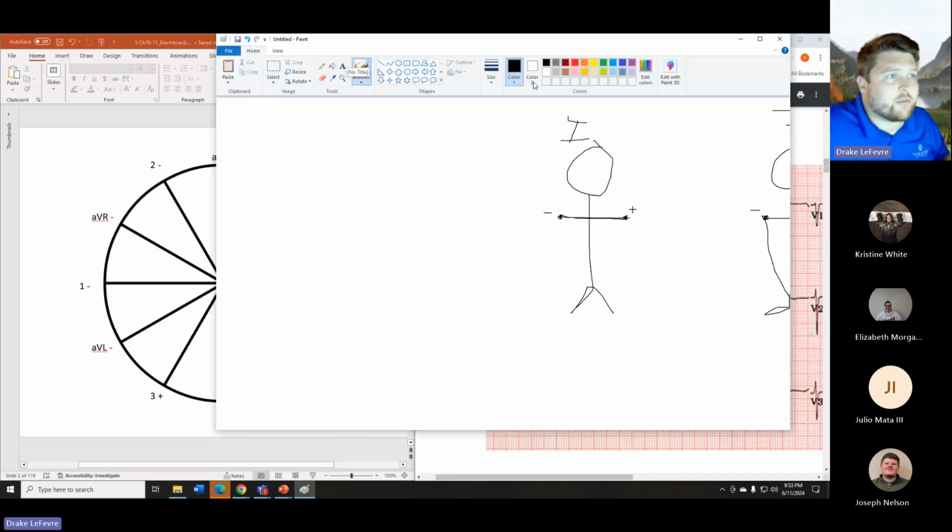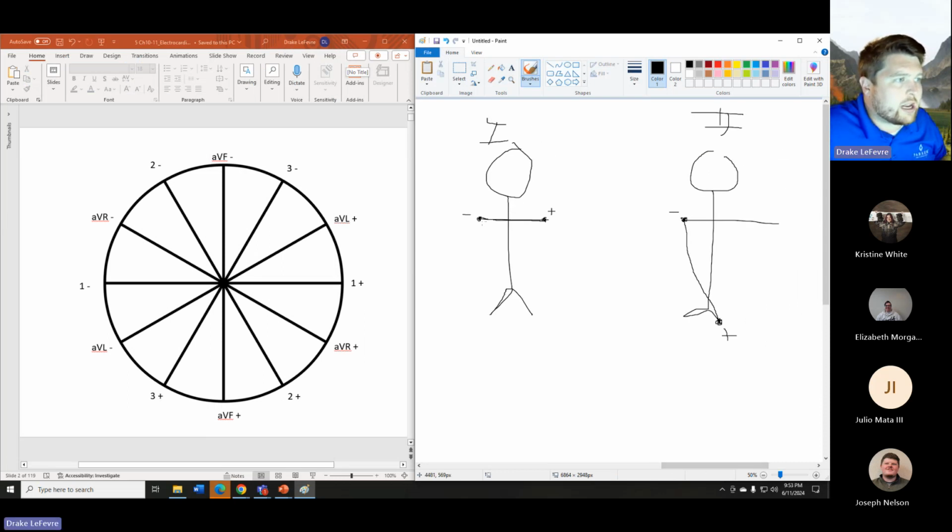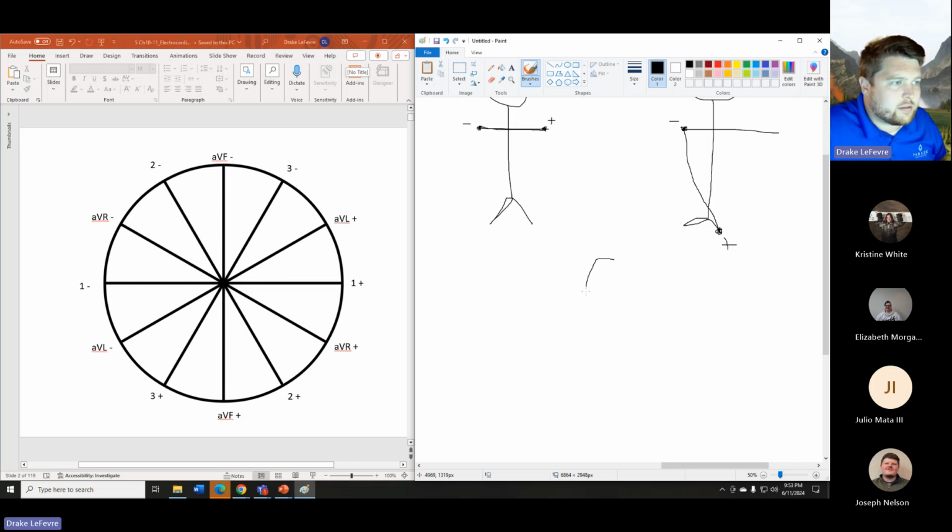Okay, so then if we look at our circle, straight across is lead 1. That down to the ankle is lead 2. Then we take that person, hook them up, electrode here, electrode there, bam, measure here, negative, positive. That's lead 3.